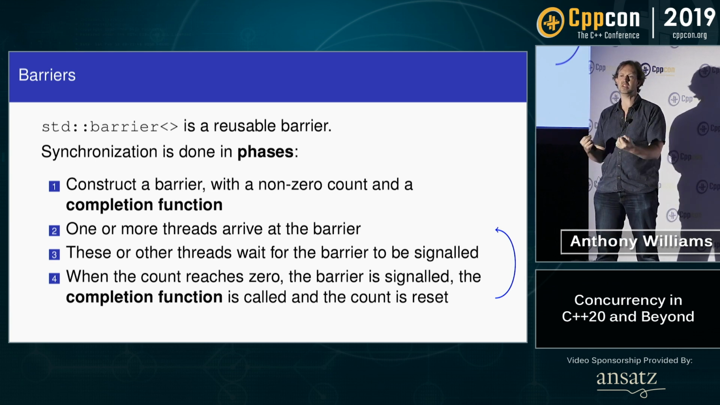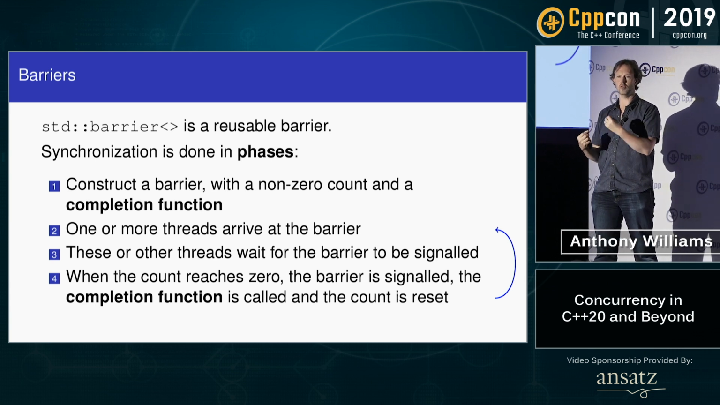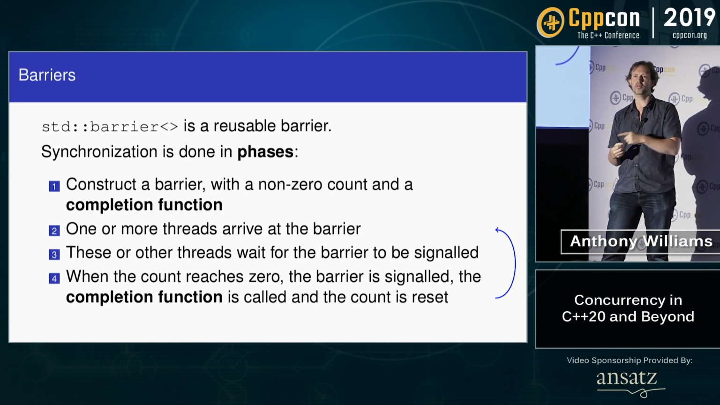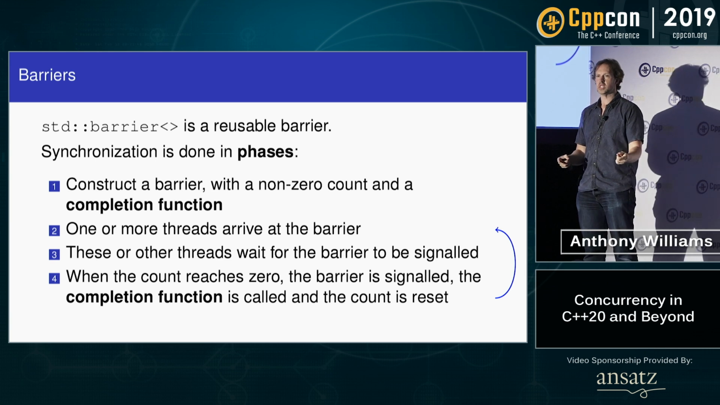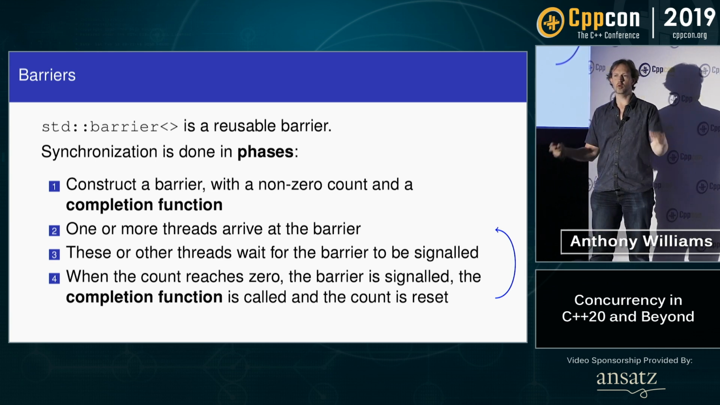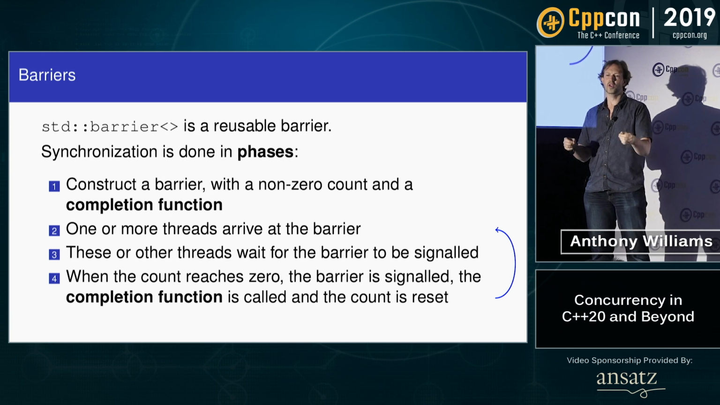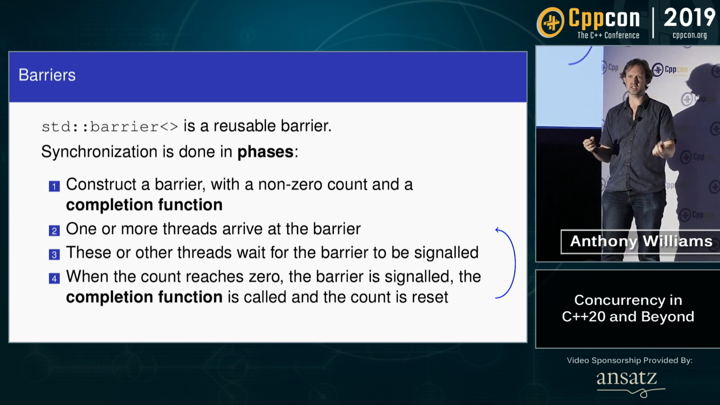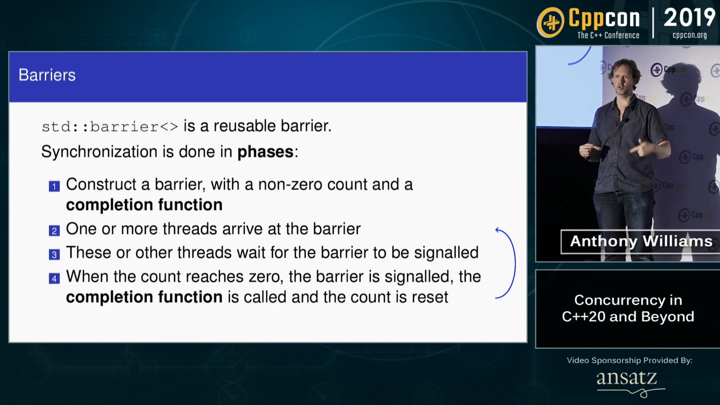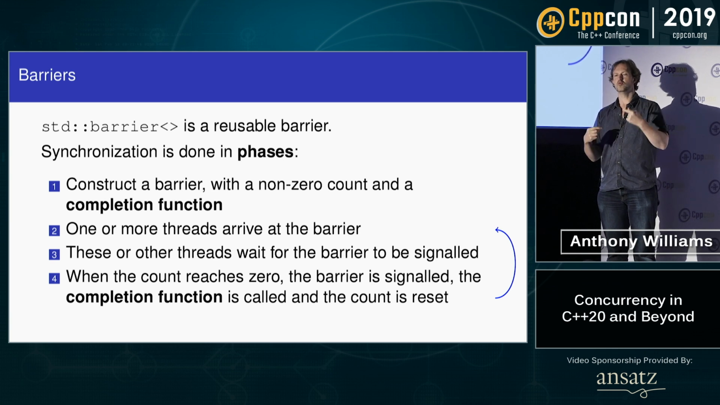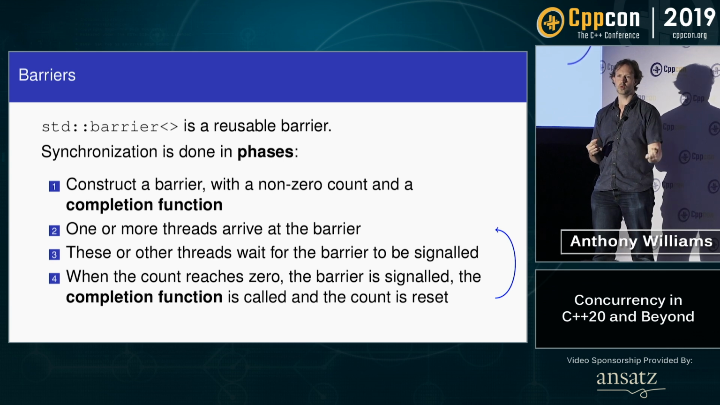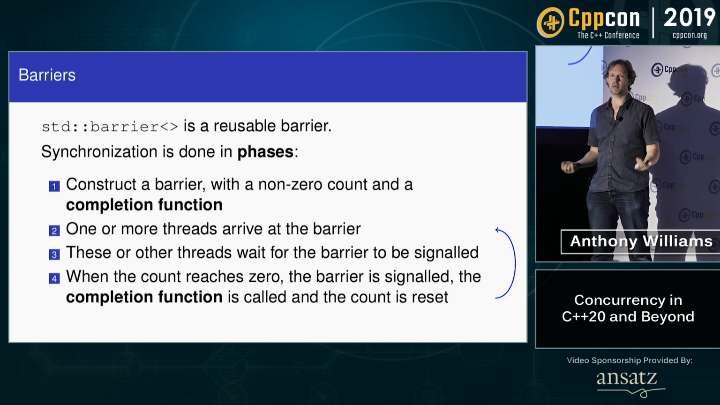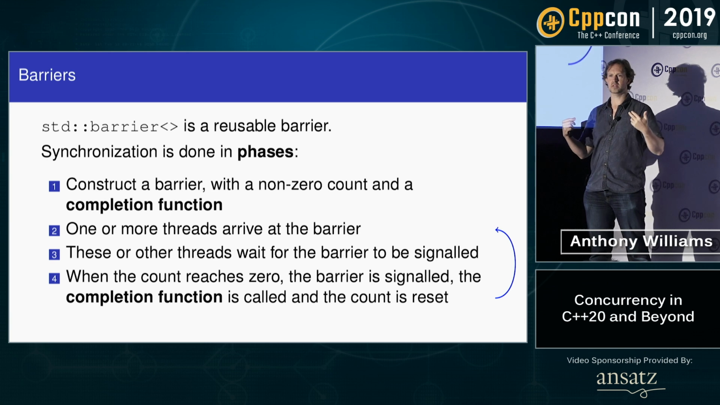And at this point, the completion function that you supplied is now run on one of the threads that arrived at the barrier. You don't know which one, so if there were 10 threads involved and they all arrived at the barrier, then one of those 10, but as I say, it's unspecified which and may vary from loop to loop, will run the completion function. After the completion function is called, then the count is reset back to the maximum, and the next phase begins.